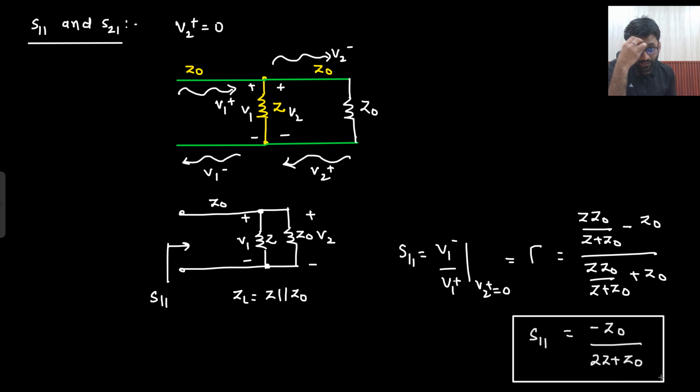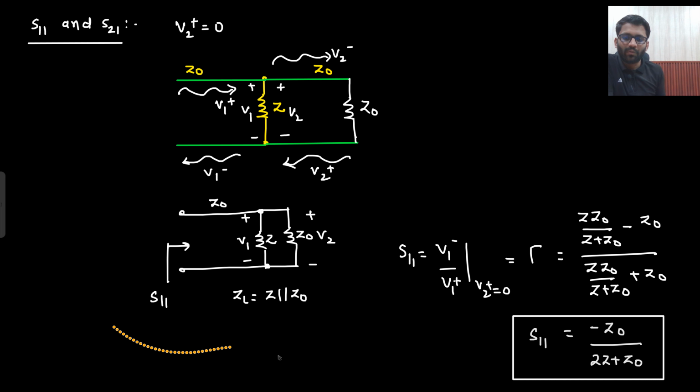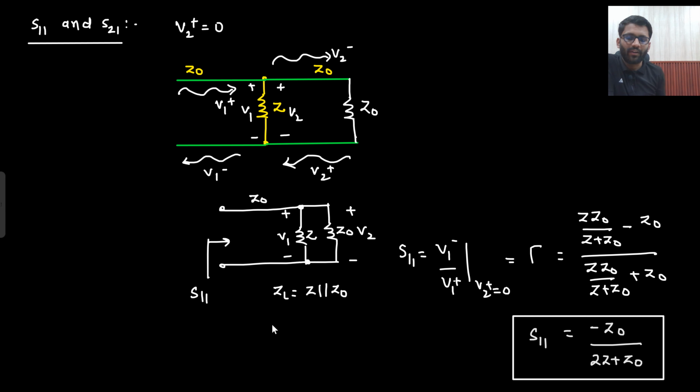Let me check it again. I can check the answer as well. Yeah, same. I was just checking if there is any calculation mistake, but no. We get the answer minus Z naught upon 2Z plus Z naught. Okay, so this is your S11. Very simple mathematics we are doing, nothing else. Along with that, what I need to find now is S21.